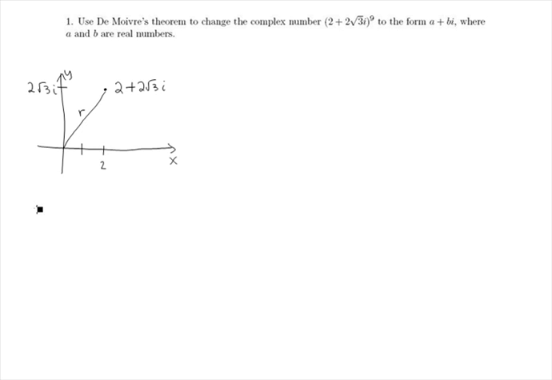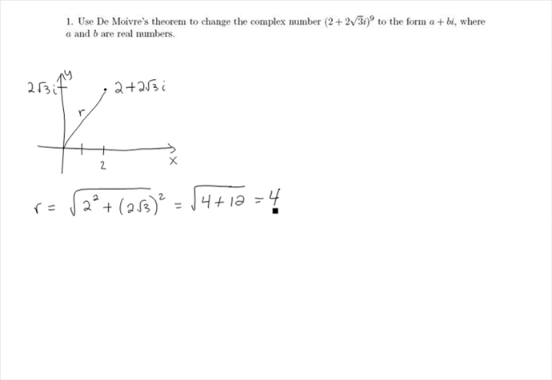r is found by taking the square root of the real part, 2 squared, plus the imaginary part squared, so 2 radical 3 squared. So here we have the square root of 4 plus 2 squared is 4, times radical 3 squared is 3, so 4 times 3 is 12. And so we get the square root of 16, or just 4.